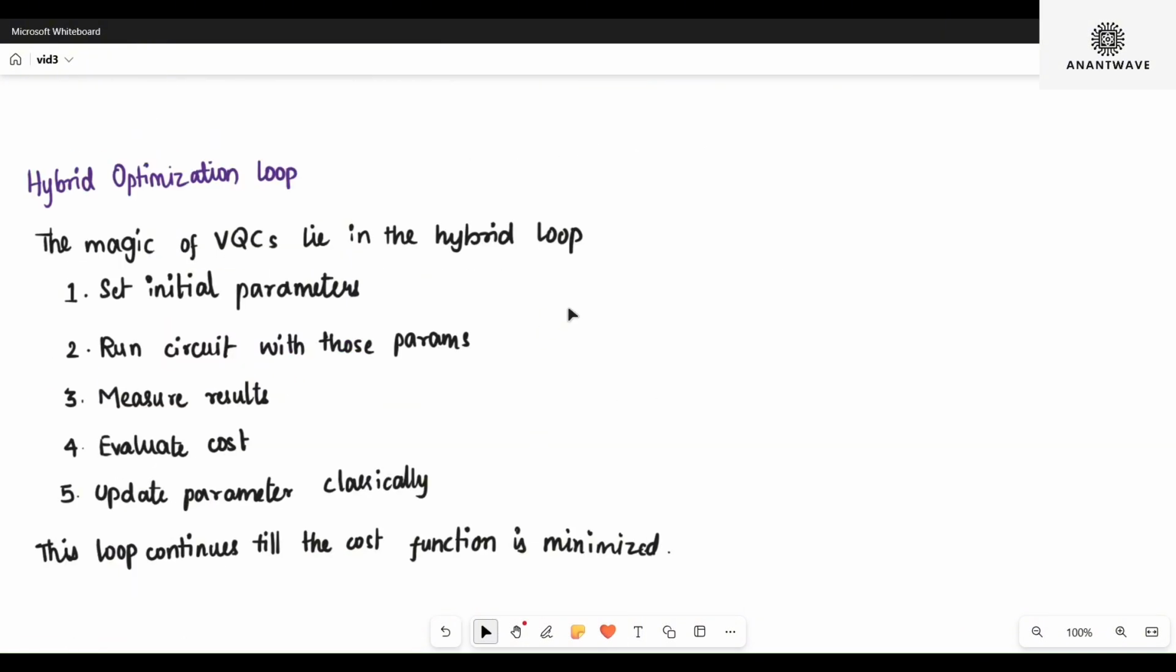The magic of PQCs lies in the hybrid loop, which will help us build the hybrid optimization loop. We'll see the set of steps which will help us build it. Firstly, we'll set initial parameters, then run the circuit with these parameters, measure the results, and thereby calculate the cost. According to the cost, to minimize it, we'll update parameters classically. This loop continues till the cost function is minimized.